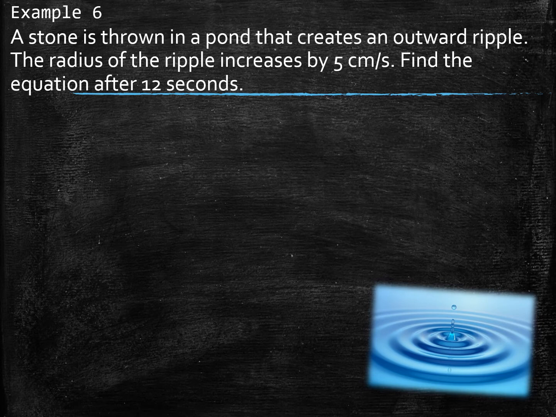Example 6. A stone is thrown in a pond that creates an outward ripple. The radius of the ripple increases by 5 centimeters per second. Find the equation after 12 seconds. I'm going to put a star beside this one. It may pop up, or something similar to this question may pop up again in the future. So where do we start? If it's going to create an outward ripple, if we look at the picture, basically it's making concentric circles. So we know our equation is x squared plus y squared equals r squared.